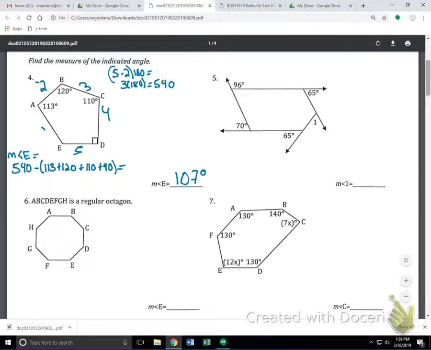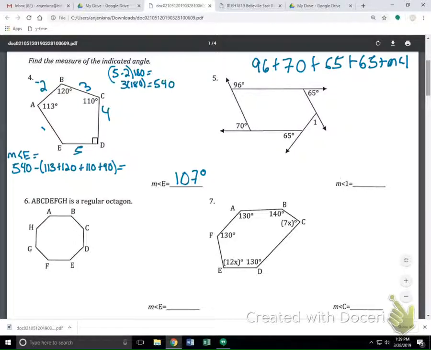The next one deals with exterior angles. They add up to what? They add up to 360. Exterior angles add up to 360. So what we do is we take them, 96 plus 70 plus 65 plus 65 plus the measure of angle 1.